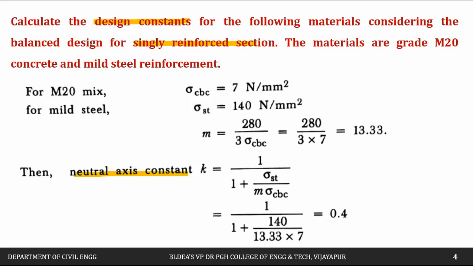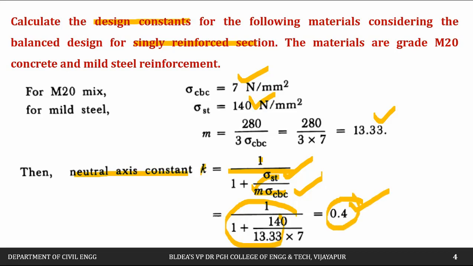Already this formula we have seen, that is k is equal to 1 divided by 1 plus sigma ST divided by m into sigma CBC. Already we know the sigma ST value, that is 140 Newton per mm square. m also we have already calculated here. Sigma CBC also we have here. So if you substitute these values, you will get the answer of k as 0.4. This is nothing but the neutral axis constant.